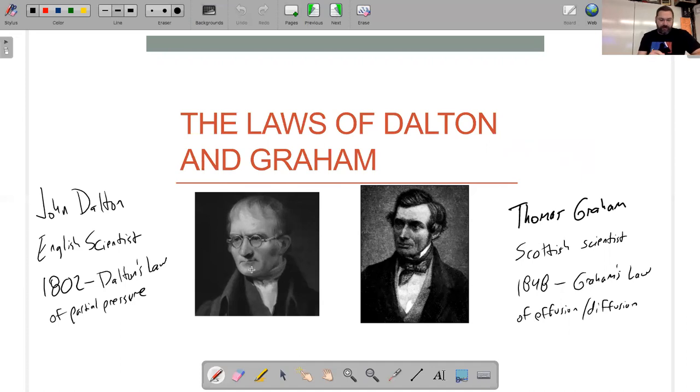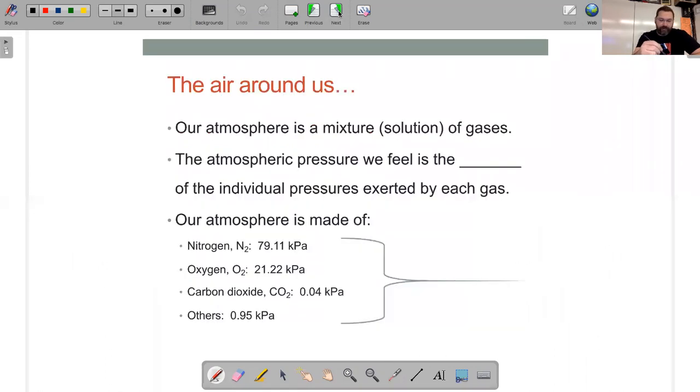So in this picture here, the person on the left is John Dalton. He lived in London. He was an English scientist, and in 1802 published what we call Dalton's law of partial pressure. The picture on the right kind of looks like Abraham Lincoln. That's Thomas Graham. He lived in Scotland, and in 1848 published a law which we can now call Graham's law of effusion, but it's also called the law of diffusion. And effusion and diffusion have different uses, different meanings. So anyway, that's who Dalton and Graham are as you read about Dalton's law and Graham's law.